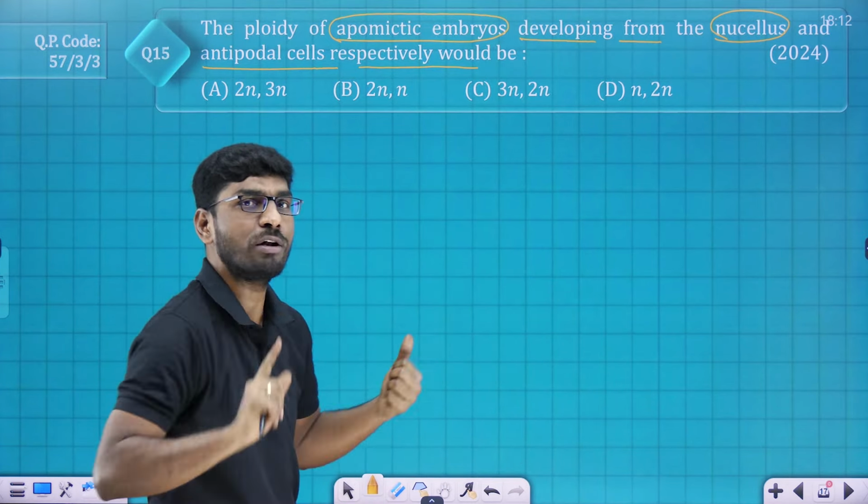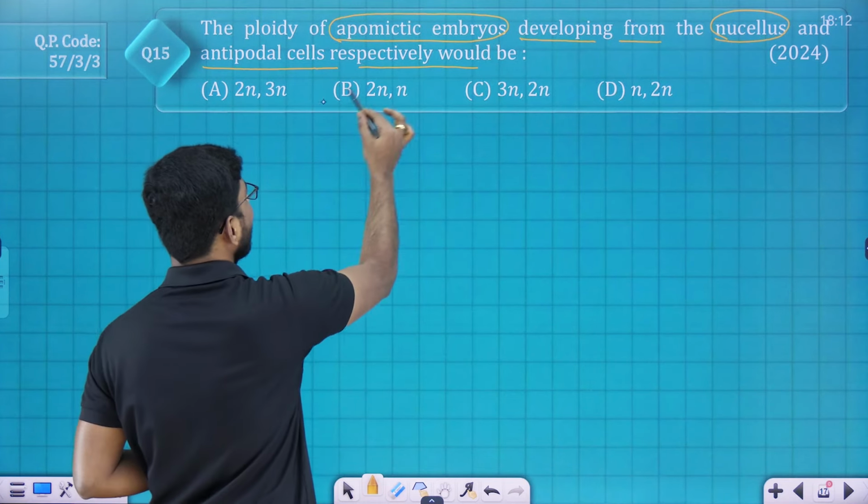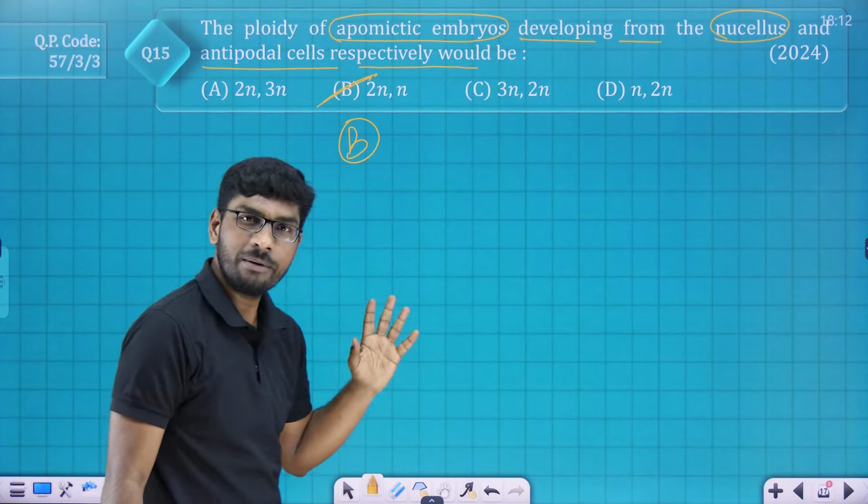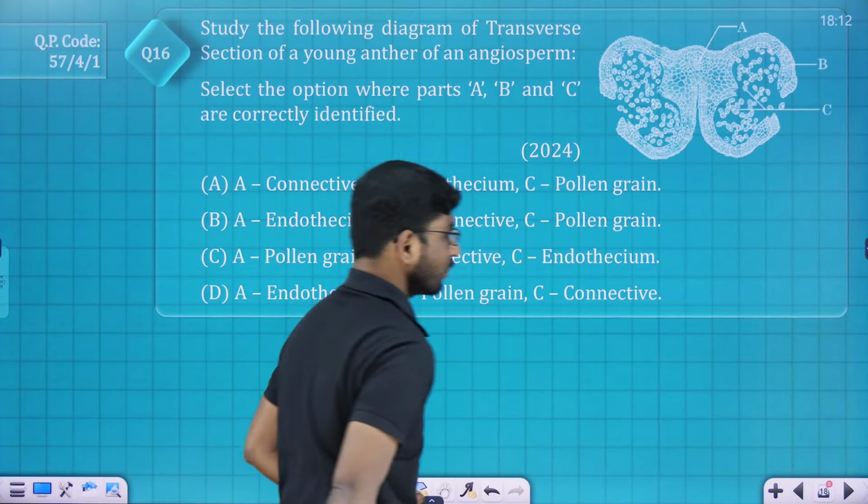Antipodals are haploid. Nucellus is diploid. So what is the answer? The answer is nucellus 2n, antipodal n. Find out the correct answer. 2n and n, option B is the right answer. Clear? Next question. Come to the next question.